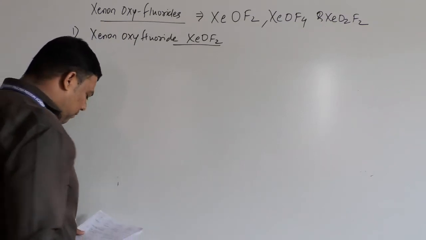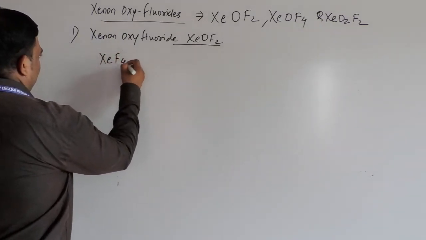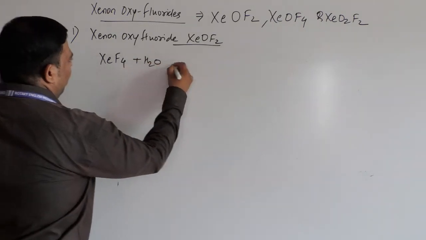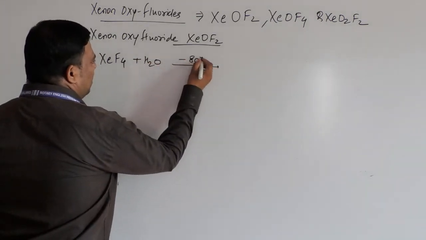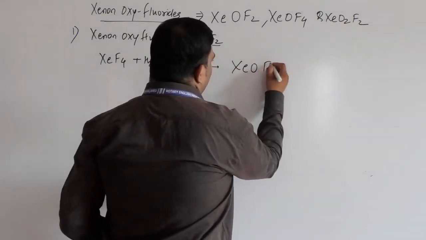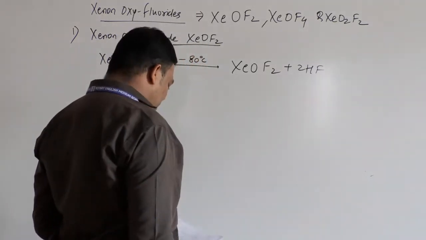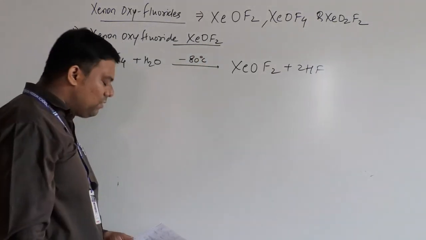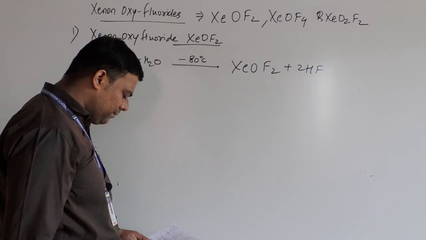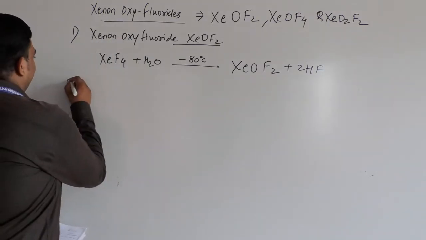Slow and partial hydrolysis of XeF4 at low temperature. See here, XeF4 plus H2O at low temperature, how much? Minus 80 degrees Celsius. Then you will get what? XeOF2 plus 2HF. So see here, our reaction is also balanced here. Okay, now we will discuss the second.